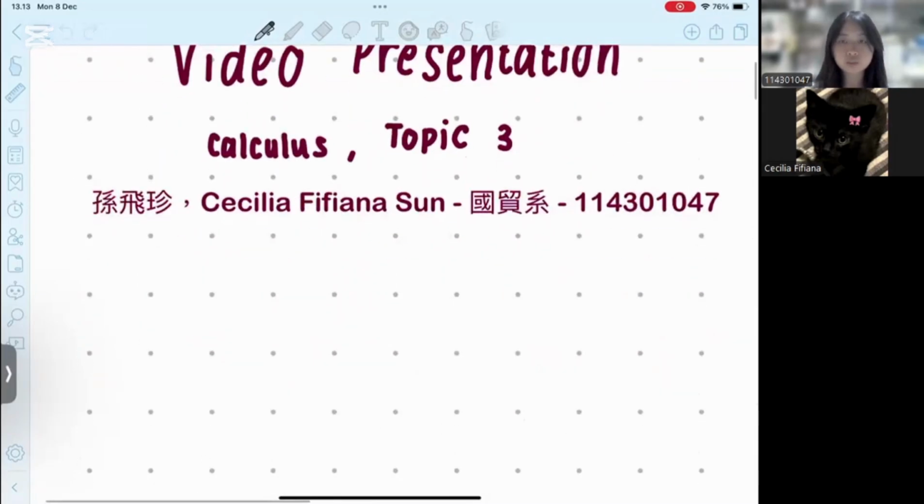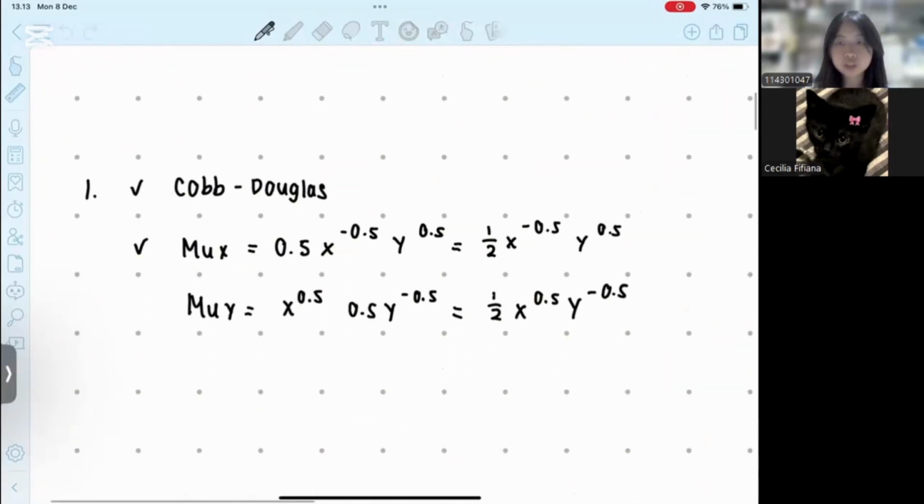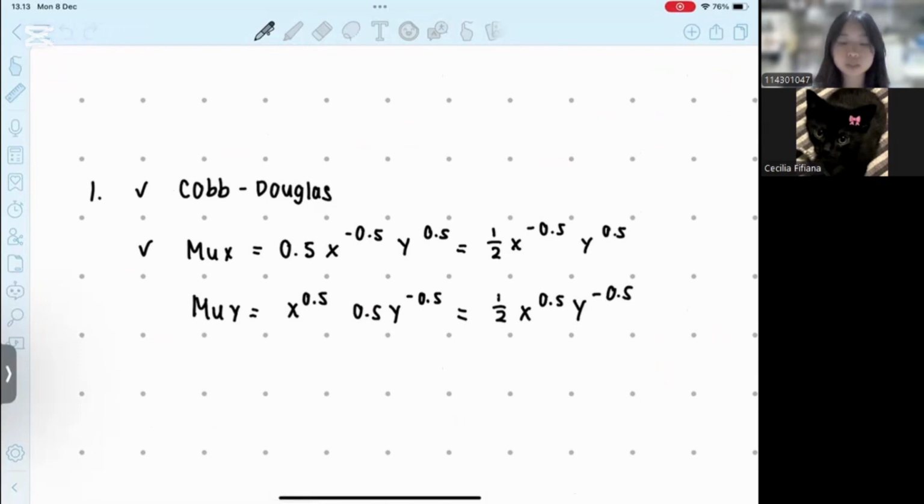So today I'll be presenting the calculus video presentation, topic 3. So let's start with the first question. What functional form does this utility function represent? The answer would be the Cobb-Douglas utility function with equal components, or the symmetric Cobb-Douglas. It implies an interior solution and constant expenditure shares. So here each good gets half of the income.